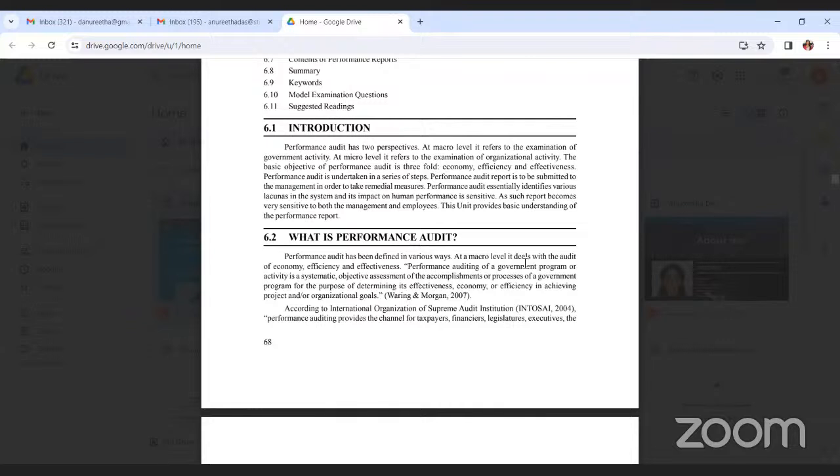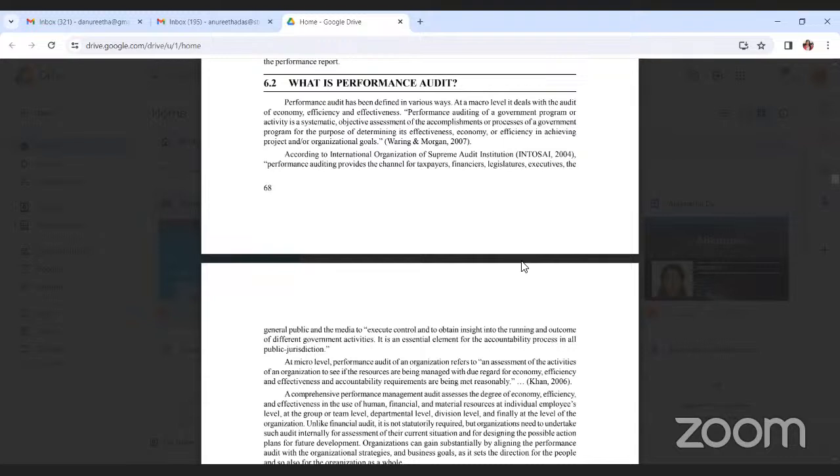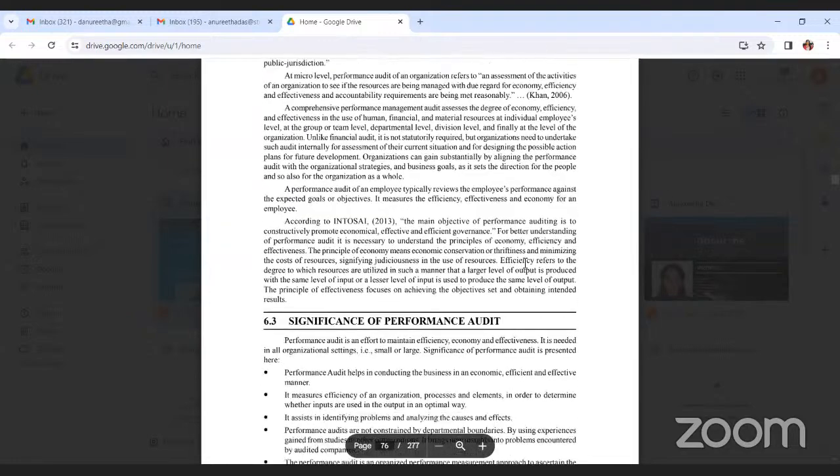So basically, what is performance audit? Performance audit is done through the examination of the government activity and the organizational activity. So we need to submit this report to the management. So basically, performance audit is macro level, micro level, where you are auditing the government program and the organization's program.